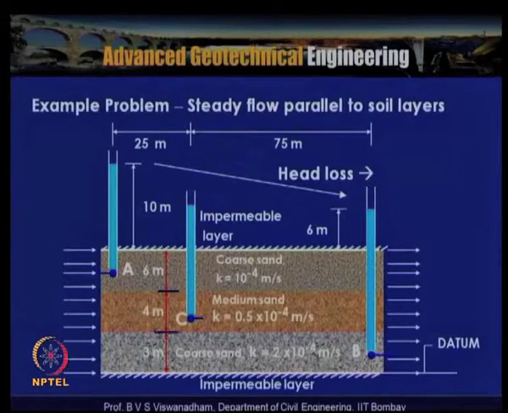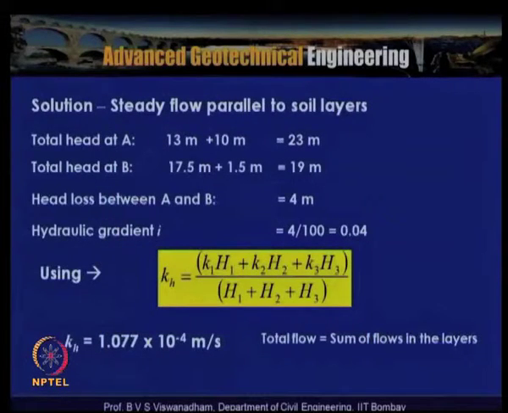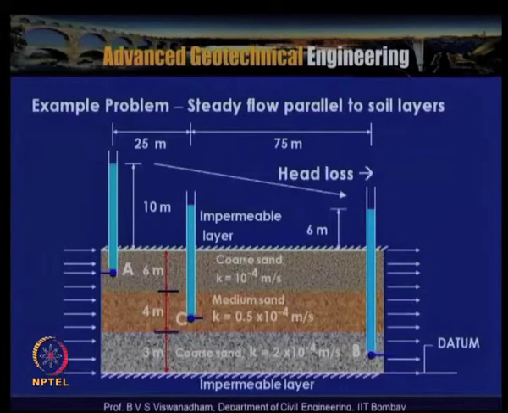Now at point A, the height is about 10 meters, and the total length is about 100 meters, and the head loss occurs from A to B. We need to determine the equivalent permeability. So the solution is as follows, and we also assume that there is an impermeable layer at the top.